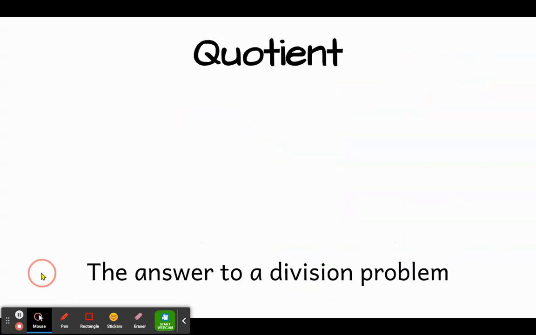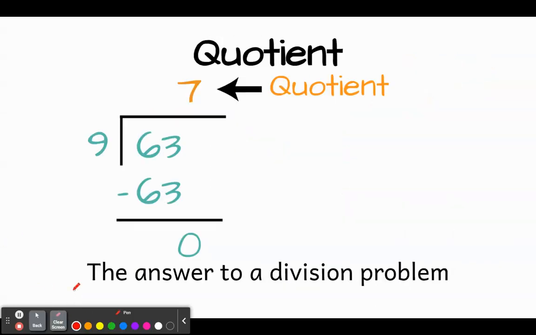Now, the last thing we're going to talk about is quotient. The quotient is the answer to the division problem. It's going to tell us the number of groups we have or the number of items we have in a group after we distributed them out.